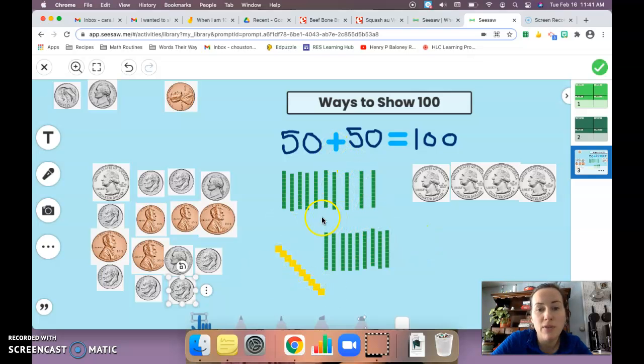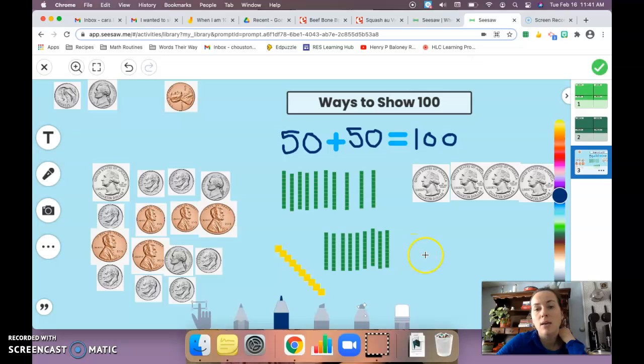So there are many different ways that you could show. You could even do a quick draw picture with your markers if you wanted. Lots of different ways for you to show 100. You could write it in word form and actually write out the word 100. Get creative. There are lots of different ways that you could do it.